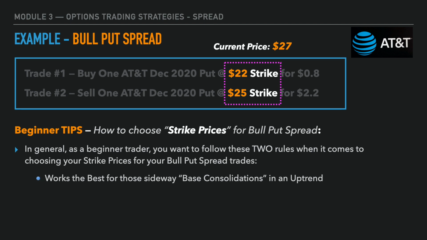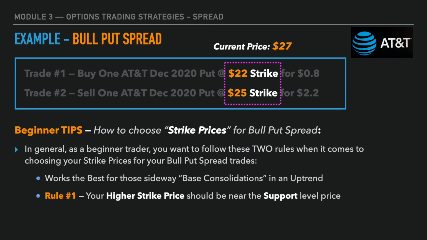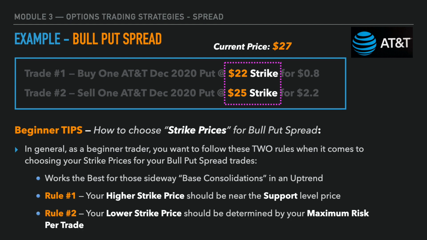Now, I will share with you guys how to choose the proper strike prices for your bull-put spread. First, your higher strike price should be at or near the support level of your underlying stock. Basically, this is the price where you believe the stock will not break to the downside in the near term. Second, your lower strike price works as a protection, so it should be calculated by your maximum risk per trade. This is the price that you use to decide your position size.